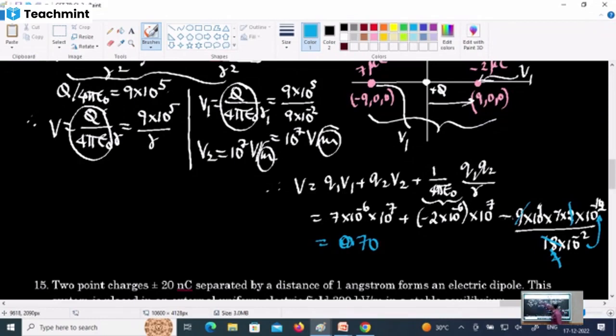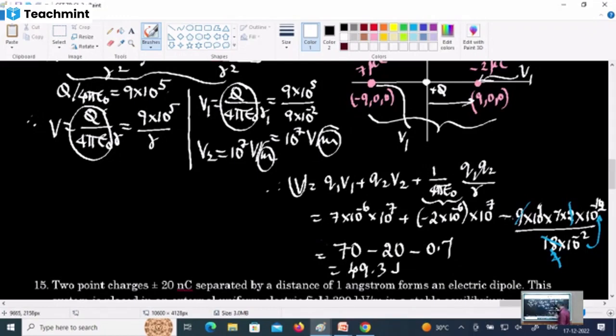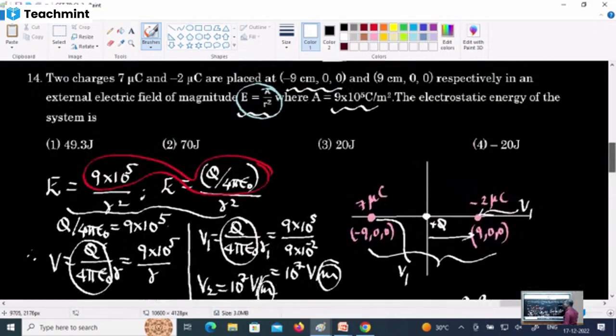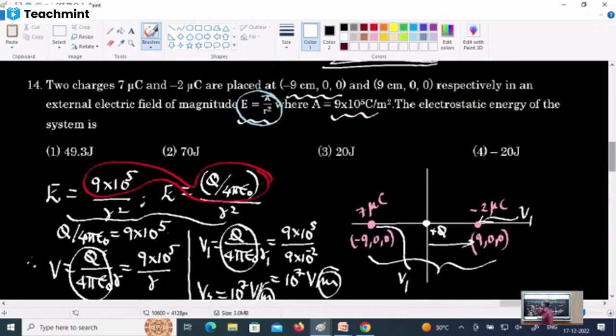The first term gives you 70, the second gives you minus 20, the third one gives you 7 remaining, that's all, 7 into 10 to the power, so minus 0.7. So 70 minus 20.7 will give you 49.3 joules, approximately 50 joules. So 49.3 joules, the answer is the first one.